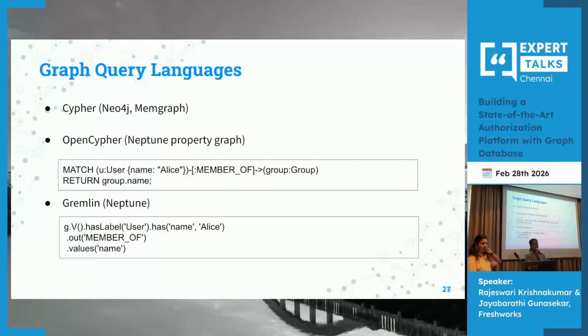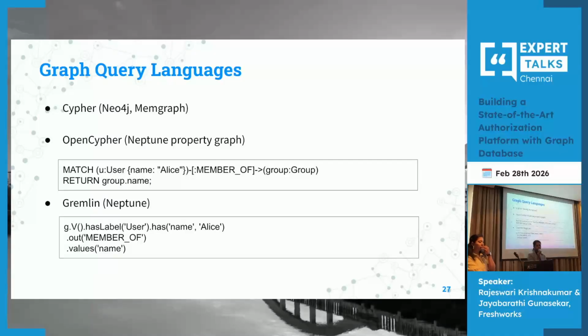Today, let's say we start with Neptune. Tomorrow, due to some reasons, I just want to switch to Memgraph or Neo4j. Both Cypher and OpenCypher are almost similar, only in one or two features that might vary. So it will be seamless for us to even switch the database when required amidst the available graph database vendors.